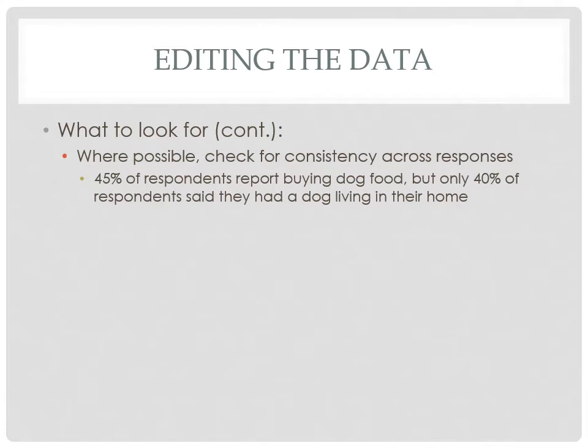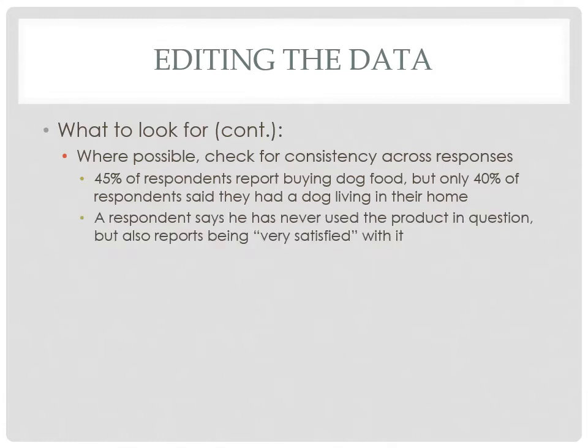It makes you wonder, those other 5% of respondents, why are they saying that they buy dog food when they don't say that they have a dog? It suggests that the participant may not have been reading questions closely, might have just been clicking things to get through the survey. So where possible, you can look to see, are people's answers somewhat consistent, or are they showing up in a pattern that makes sense?